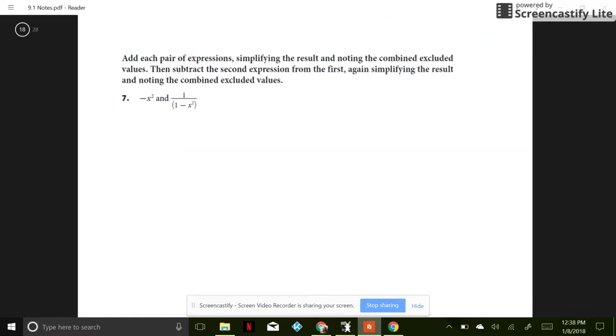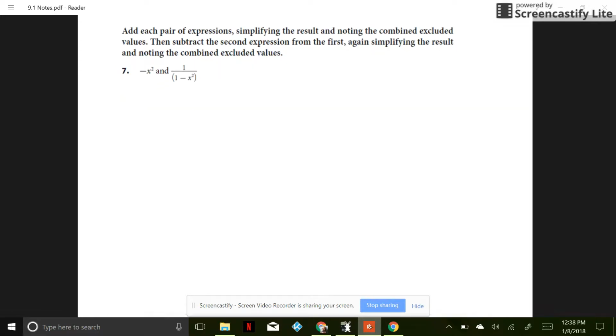Okay, so we want to add these expressions and simplify our results. The first thing I'm going to do is rewrite this negative x squared over 1, just because I know I'm dealing with these as fractions. So I'm going to turn it into a fraction.